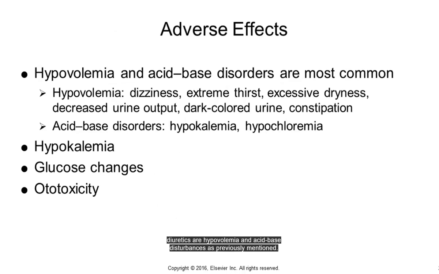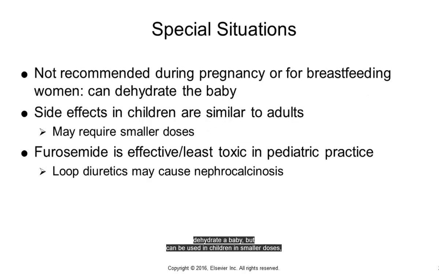The most common side effects for diuretics are hypovolemia and acid-base disturbances, as previously mentioned. Hypovolemia usually manifests as dizziness, extreme thirst, and excessive dryness, decreased urine output, dark urine, and constipation. Other adverse effects are hyperglycemia, often seen in thiazides, and ototoxicity, most commonly seen in loop diuretics. Diuretics are not recommended for pregnant or nursing women as they can dehydrate a baby, but can be used in children in smaller doses, with furosemide or Lasix being the most effective and least toxic.